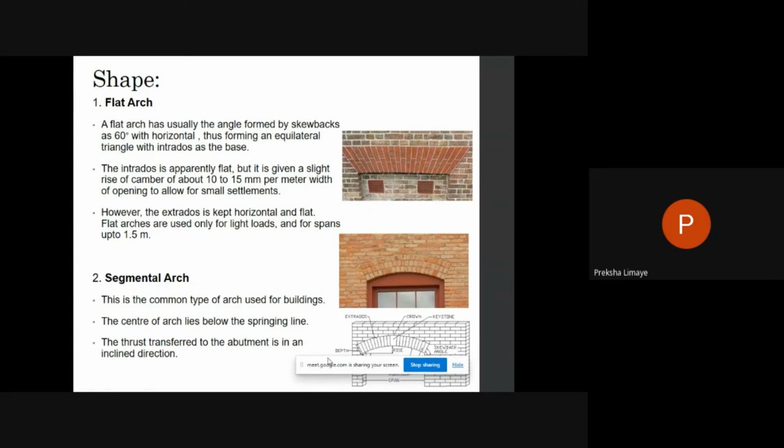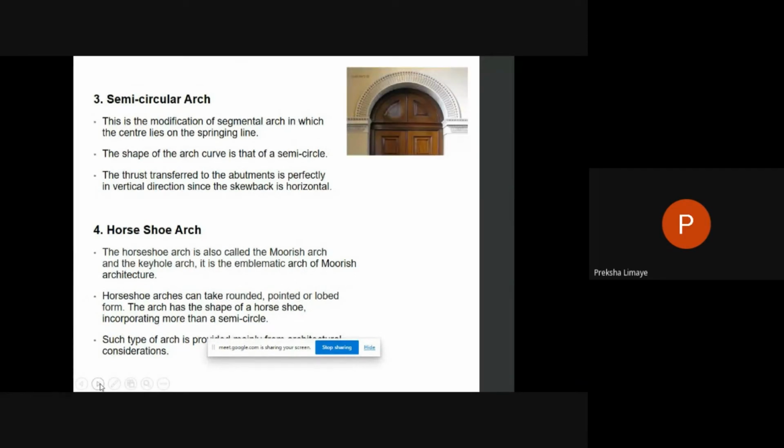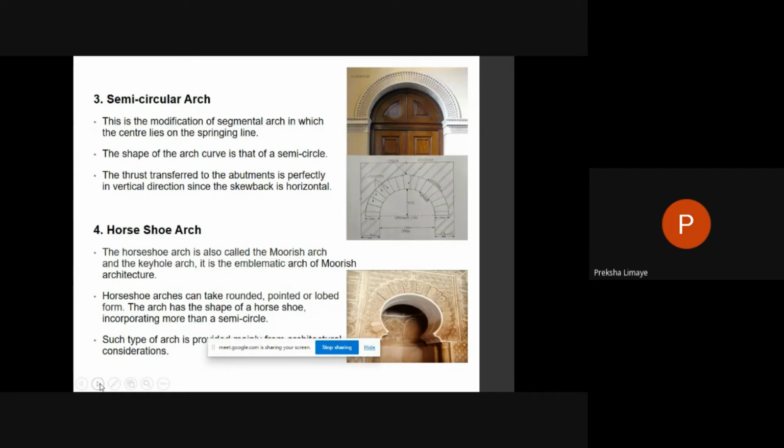Segmental arch. This is a common type of arch used for buildings. The centre of the arch lies below the springing line. The thrust transferred to the abutment is in an inclined direction. Third, semicircular arch. This is a modification of the segmental arch in which the centre lies on the springing line. The shape of the arch curve is a semicircle. The thrust transferred to the abutment is perfectly in the horizontal direction since the skew back is horizontal.